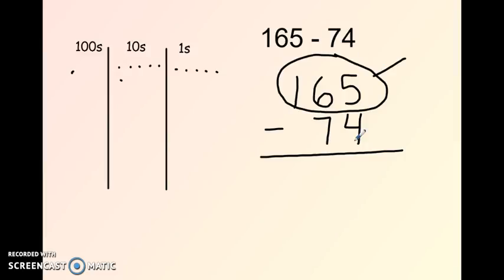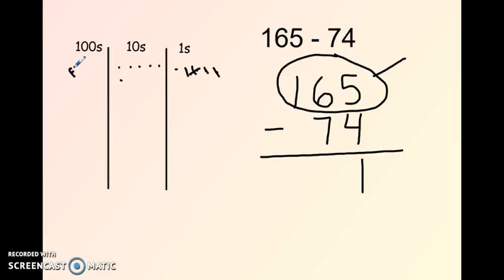I subtract by starting with my ones, so 5 minus 4. I can subtract 5 minus 4, so I'm going to simply just cross out my 4 once. It leaves me with 1. 5 minus 4 is 1. Now I'm going to subtract my tens, so I need to take 6 minus 7. If I look though, I cannot take 7 away from 6, so I need to regroup.